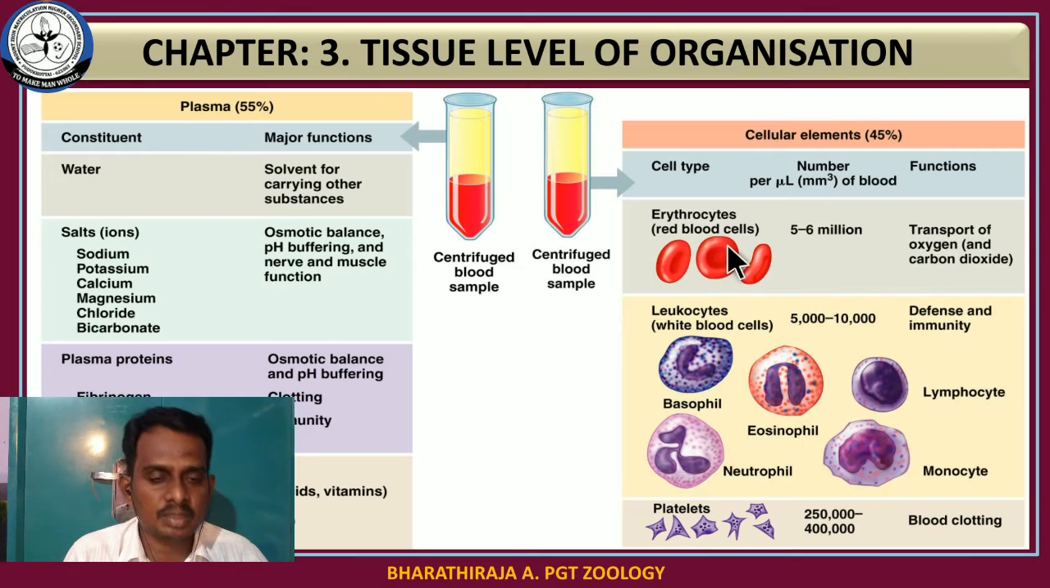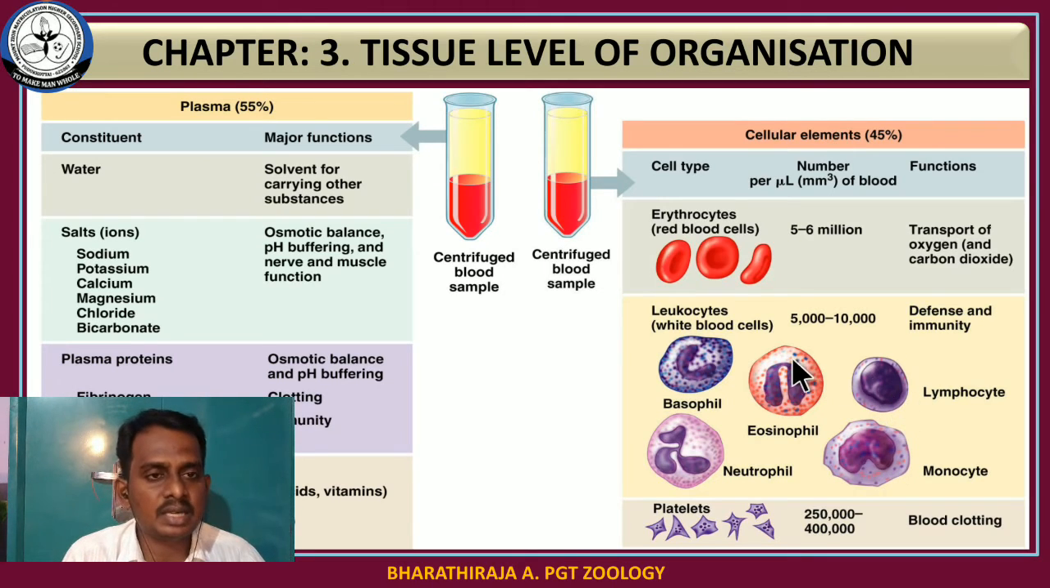It's a biconcave, non-nucleated structure. We'll discuss the detailed structure of the RBC later. Okay, and the second thing is WBC, otherwise called leukocytes. Here leuko means colorless, cyte means cells. Leukocytes are colorless cells. Okay, and there are 5 types of WBCs present in the blood: neutrophil, eosinophil, basophil, lymphocyte and monocytes.